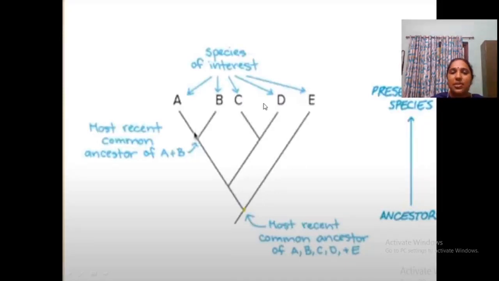But when you consider A and B, its common ancestor is what? This point. Okay. When you consider C and D, the common ancestor is this point. Clear? And when you take B and C, what is the condition? They have no common ancestor. So, this is the ancestor and this is the present day species.